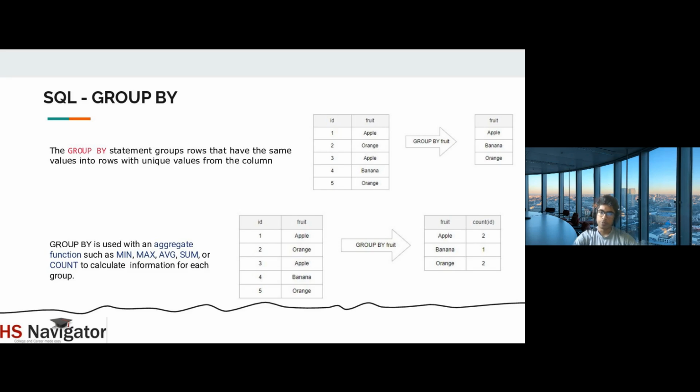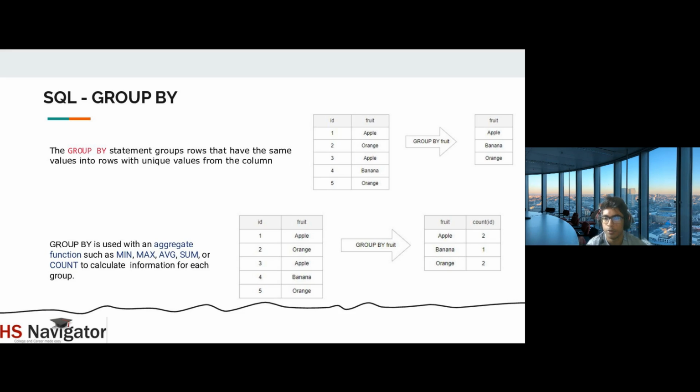Now we can look at the group by function. The group by statement groups rows that have the same values into rows with unique values from a column. So for example, we have a table over here with ID and fruit. We have ID 1 for apple, 2 for orange, 3 for apple, 4 for banana, and 5 for orange. Then if we group by the data field of fruit, we will see that we only have unique values in the new table that formed. We have fruit with apple, banana, and orange, nothing duplicating or repeating.